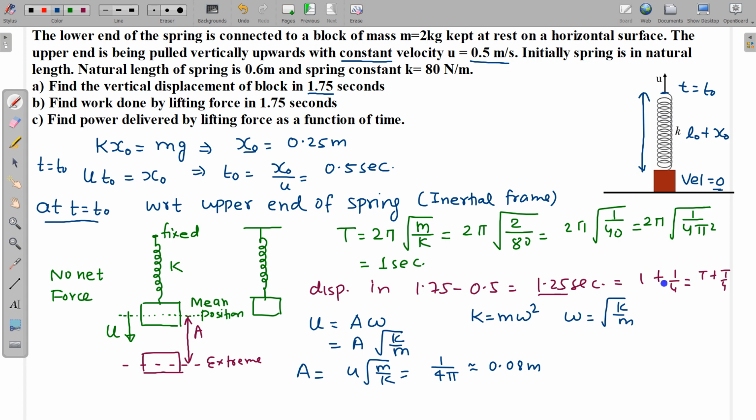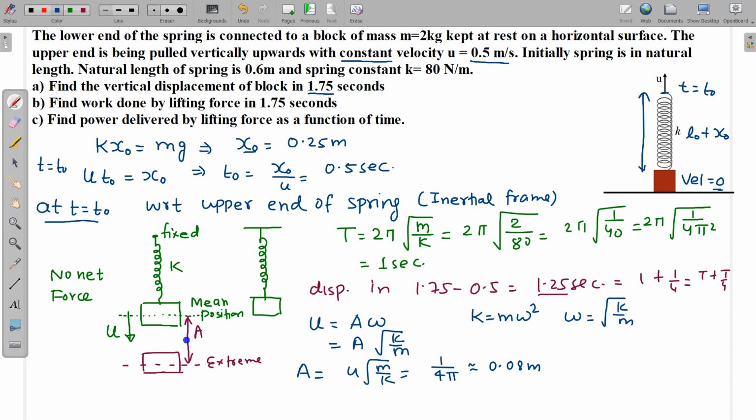So where will be the position of this block after this particular duration, which is t plus t by 4? This is one time period plus t by 4. Initially, when it is about to lift, it is at the mean position. In one time period it will complete one oscillation, and after one time period it will again be at this mean position only, going downwards. In t by 4 it will move from mean position to extreme position.